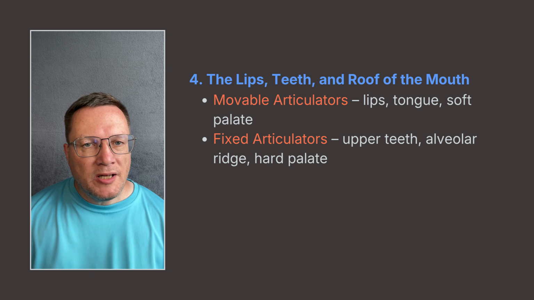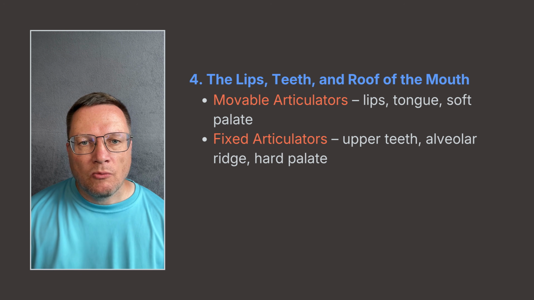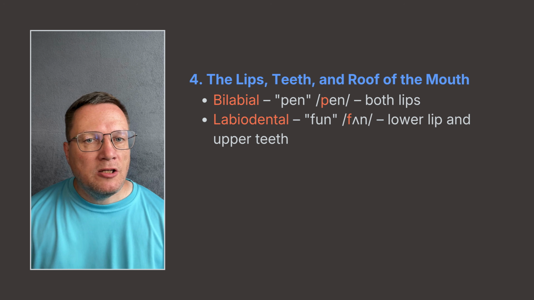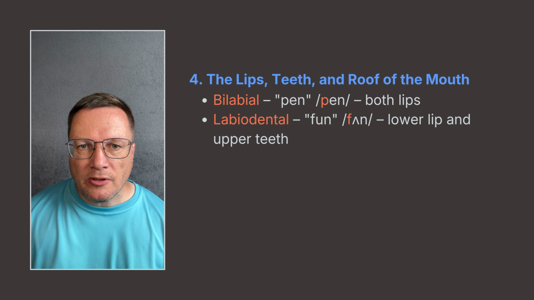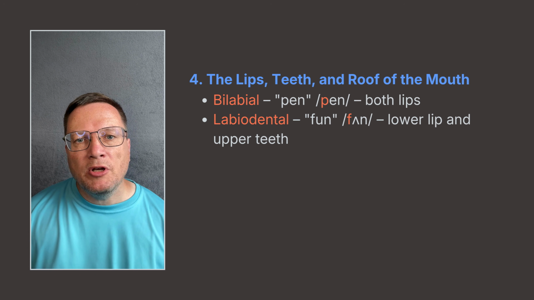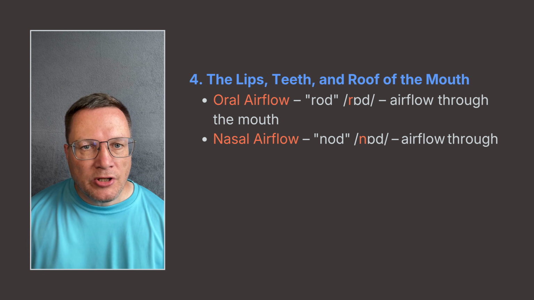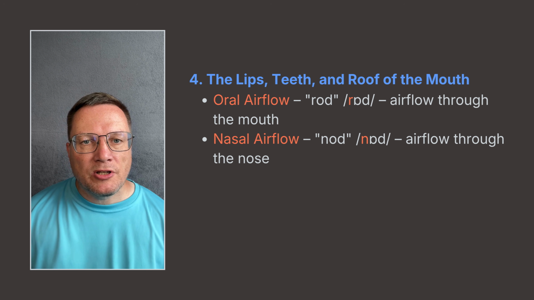For example, the lips and the soft palate can move, whereas the upper teeth, the alveolar ridge, and the hard palate are fixed. The soft palate controls whether air flows through the mouth or through the nose during speech. Compare the following examples. In pen, both lips come together to produce a bilabial sound. In fun, the lower lip touches the upper teeth to produce a labiodental sound. In rod, the airflow passes through the mouth. In nod, the airflow passes through the nose.